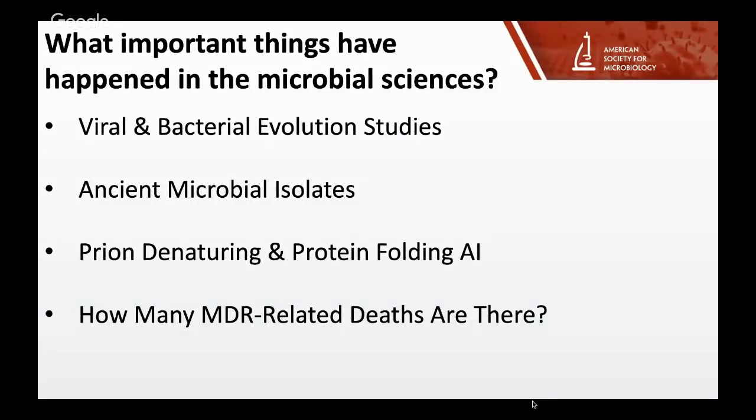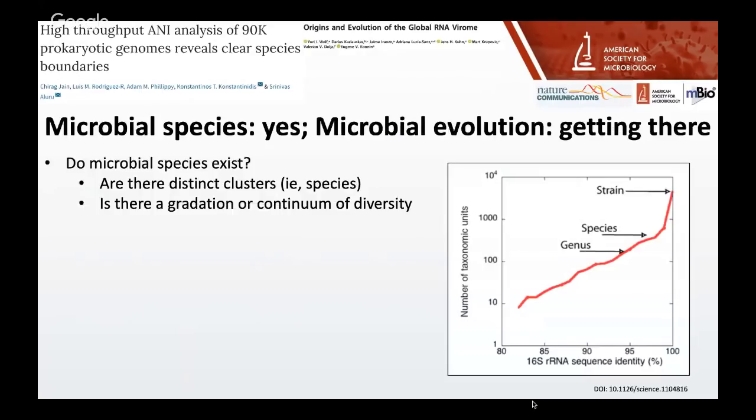Let's dive right in. Our first set of studies comes from Nature Communications and ASM's MBio journal. The Nature Communications study is titled High Throughput ANI Analysis of 90K Prokaryotic Genomes Reveals Clear Species Boundaries. And the MBio study is titled Origins and Evolution of the Global RNA Virome.